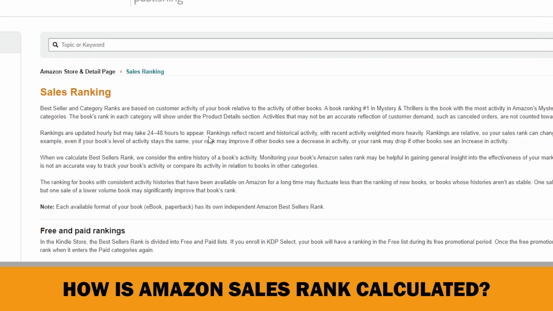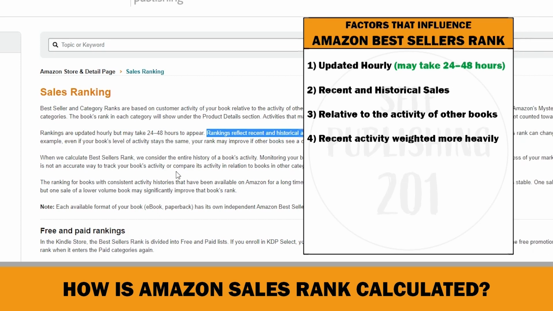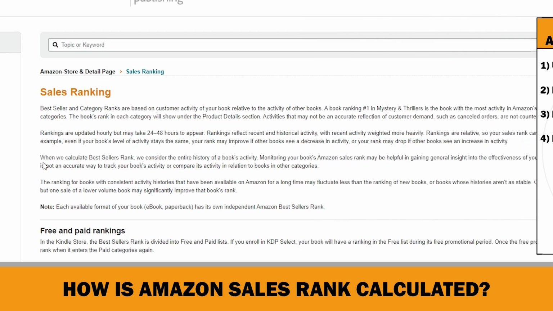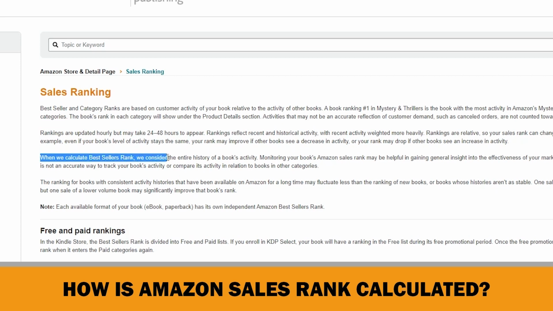Another important piece of information they say here is that rankings reflect recent and historical activity, with recent activity weighted more heavily. It is very important to understand this while interpreting the rates. So let's add the information about the weight of the recent activity to our lists. They also say here that when we calculate bestsellers rank, we consider the entire history of a book's activity.